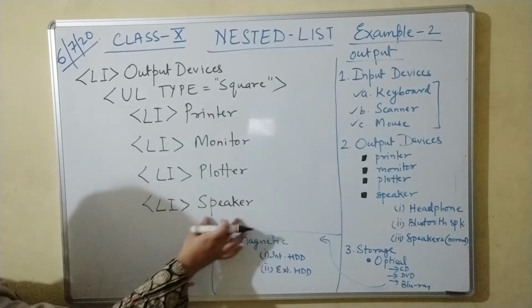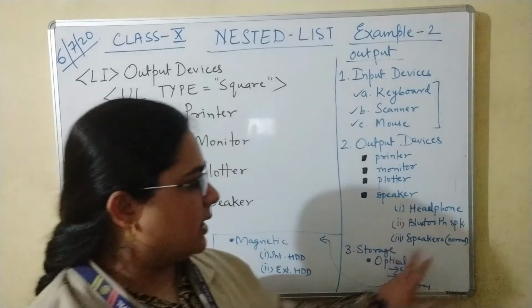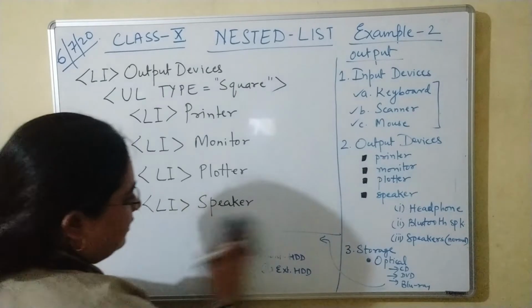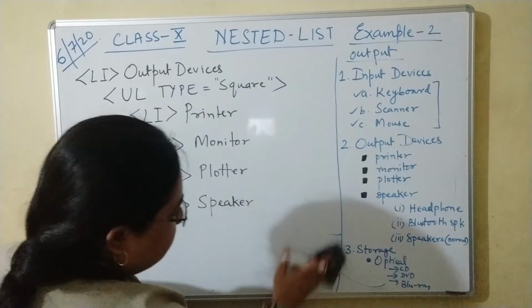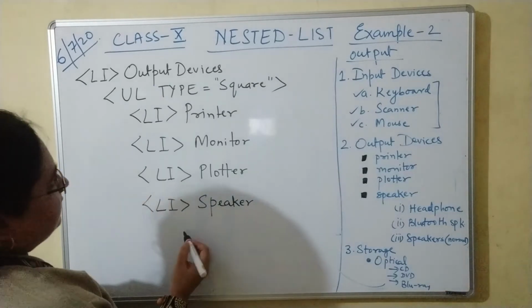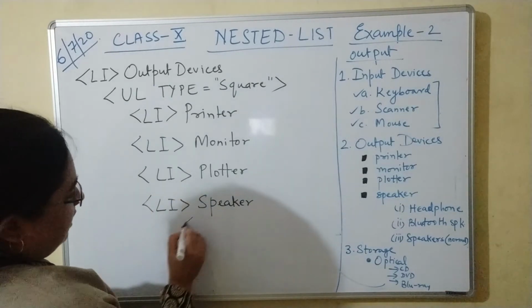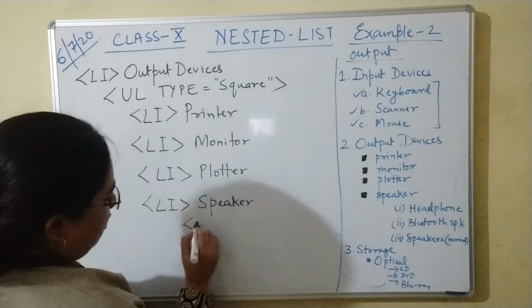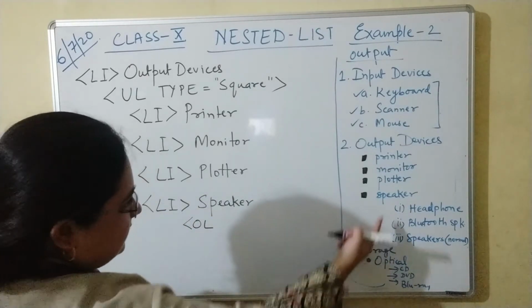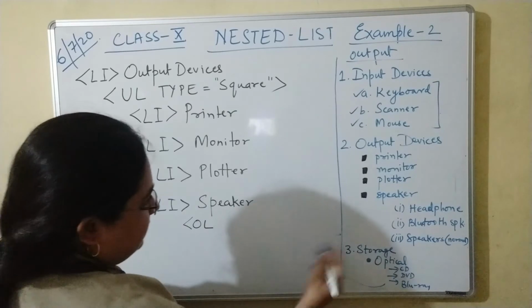And speaker also contains a sublist. So let us see that first. Now I already remembered this, so I am rubbing this part. So for speaker, again what we will be doing is opening an ordered list OL tag, because we can see I, first, second and third are given.